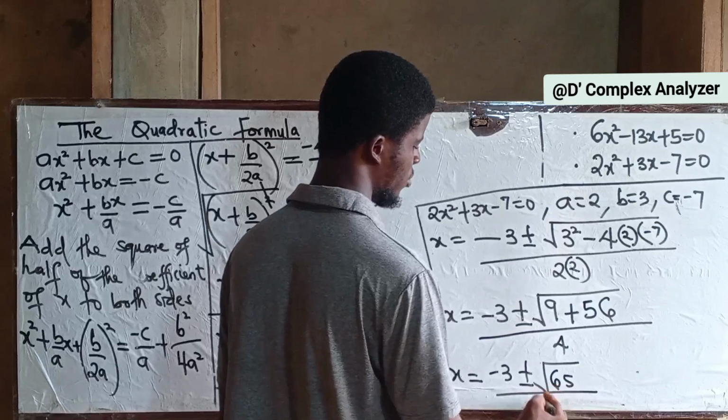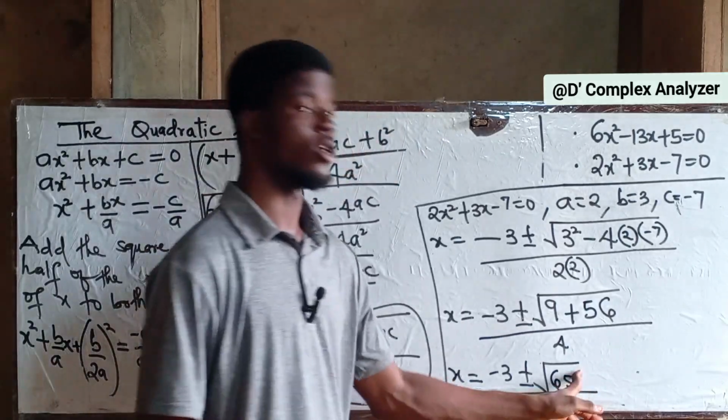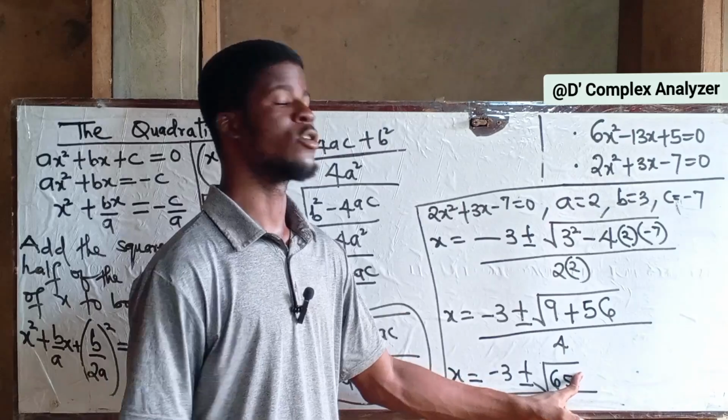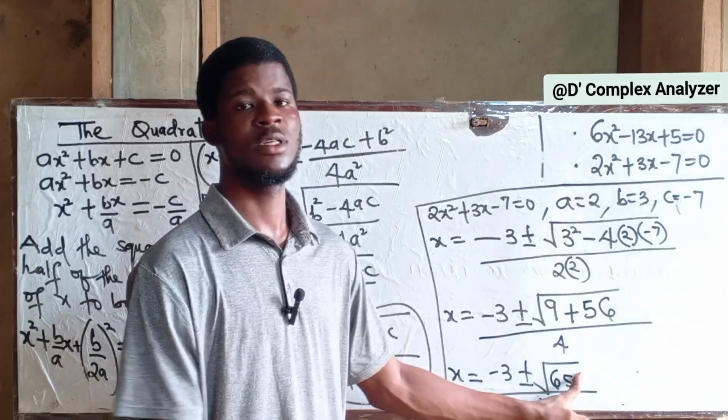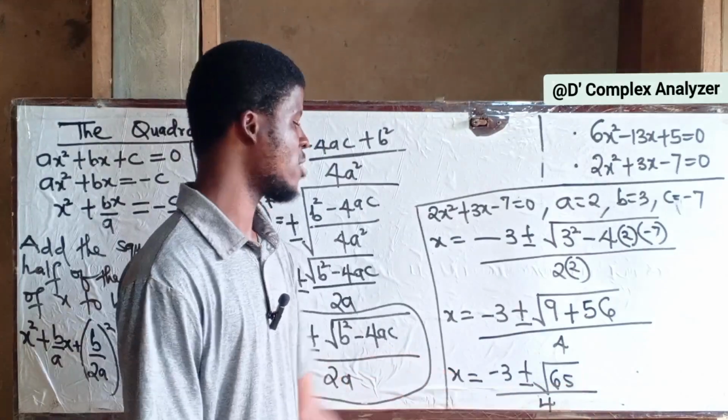divided by 4. 65 is an imperfect square. It does not have an exact square root. So if I take the square root of 65, it's going to give me a decimal. We don't need that in this case. For example, I don't want to use decimals, so I can leave my answer like this.